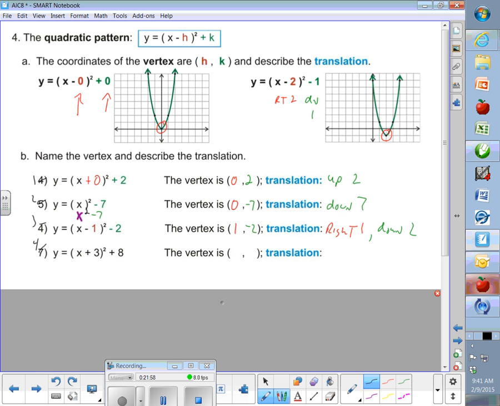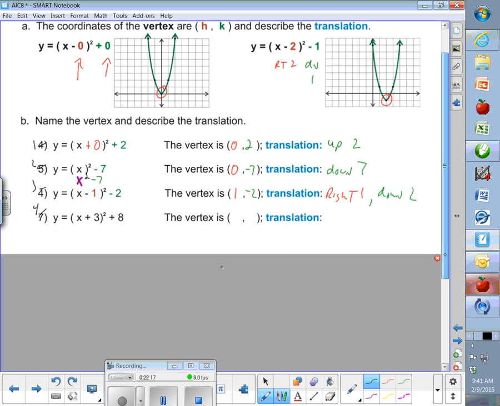Do the fourth one there. Give the value of the vertex. There's no color now, so you've got to be careful. Give the value of the vertex and then give the translation. Who wants to go for the value of the vertex? Sam, what do you got? How many agree with Sam? It is negative 3, 8. And you're all correct. See, Sam recognized that plus sign there and knew it must be minus a minus 3, right?